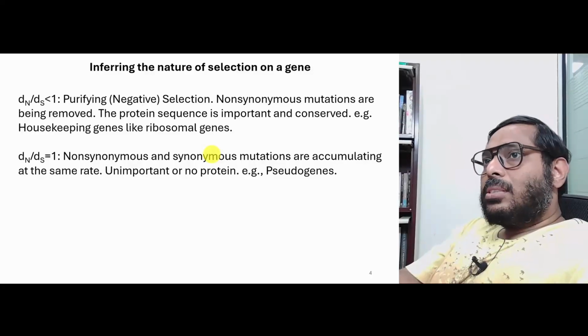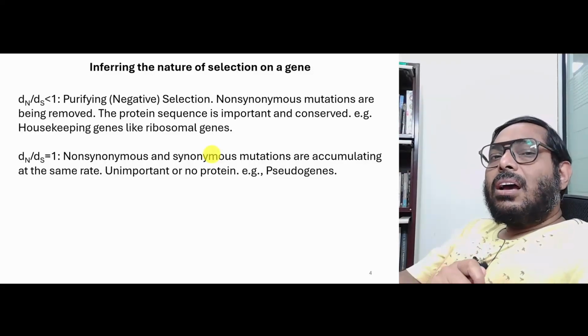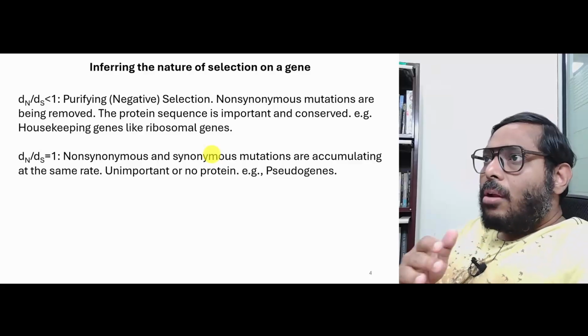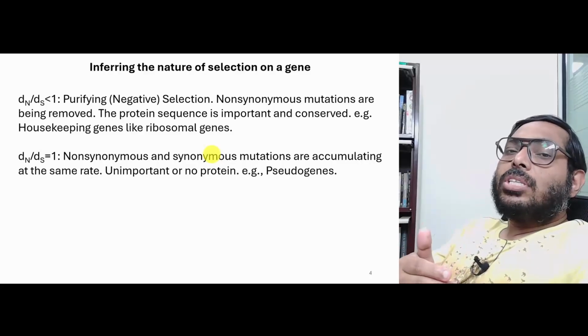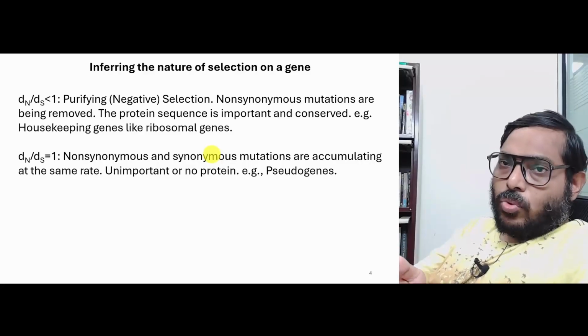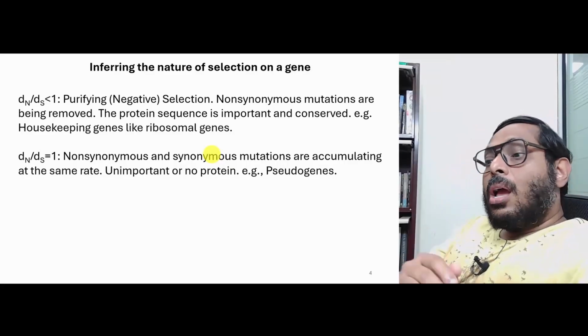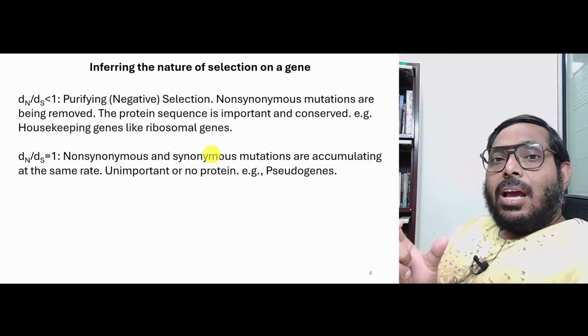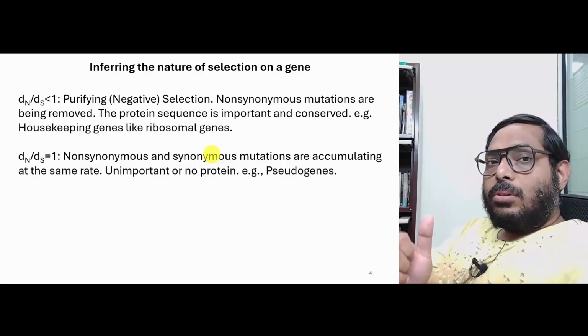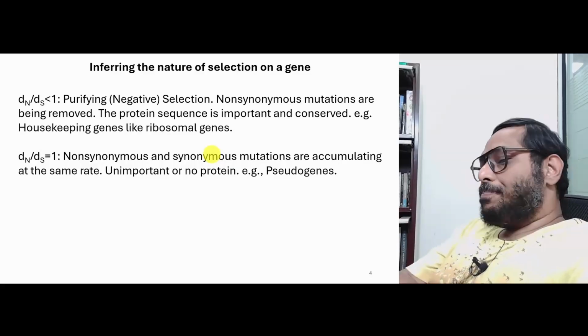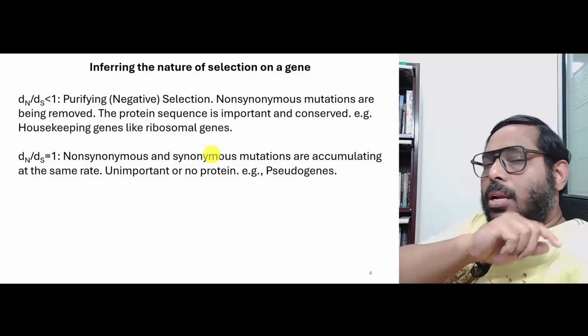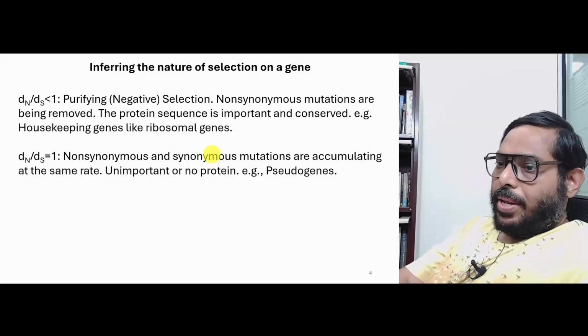And when that happens, then you typically infer that this is an unimportant gene, or more likely that it is a gene which is not even leading to a protein. So, based on our previous examples and discussion, you know that dead genes that are not producing proteins are known as pseudogenes, right. So, pseudogenes typically will end up showing this property.